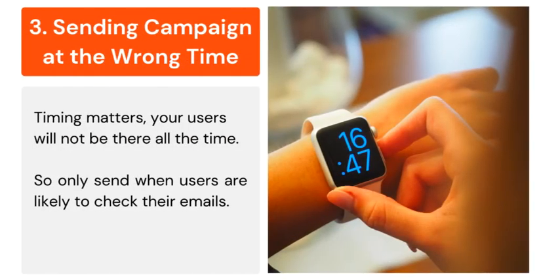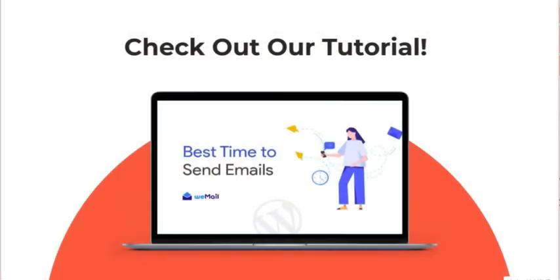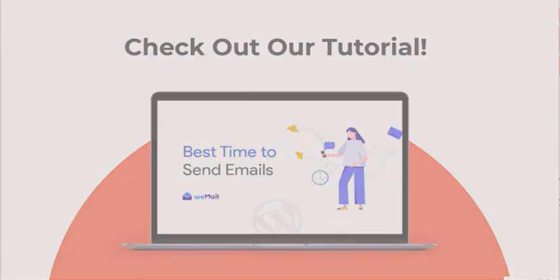The third mistake is to send your email campaigns at the wrong time. Your users will not be checking their emails all the time. There are certain times of the day when people check their emails. We have a full video that analyzes the best time to send your email campaigns. So be sure to check the link above or the description box for the link.